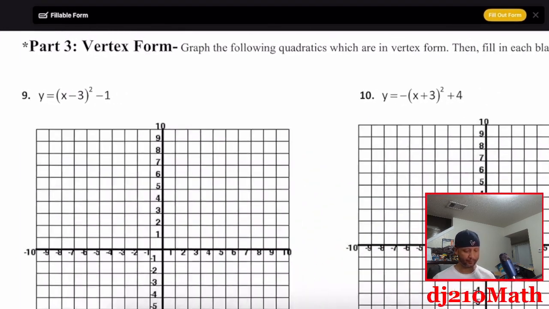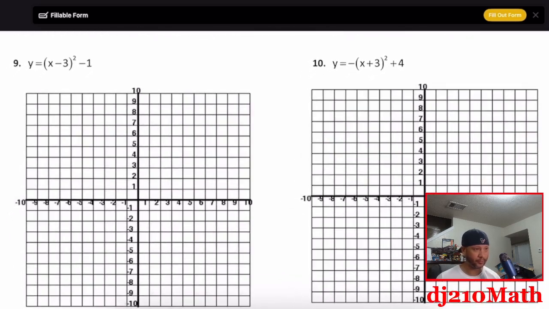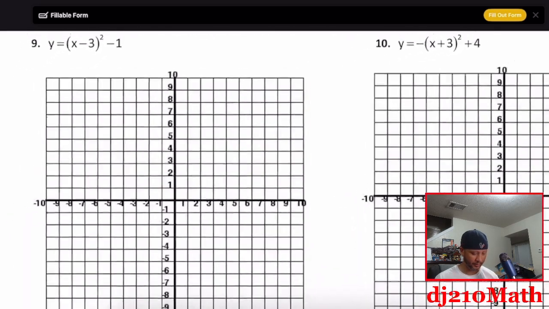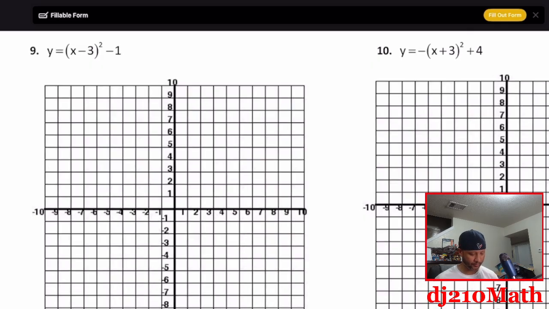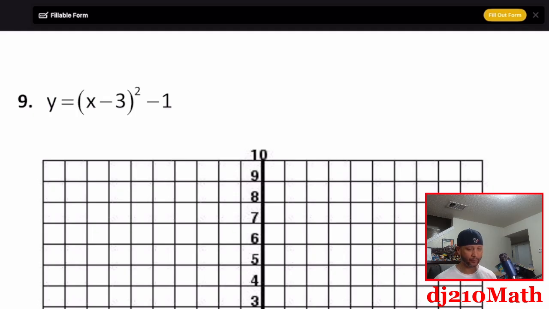Vertex form. All right, this one's by far my favorite. This one's the easiest to work with, in my opinion, because the most crucial characteristics, the axis of symmetry and vertex, are obvious right off the rip, right? So this is going to be the x value of the vertex. So x equals 3, y equals -1.